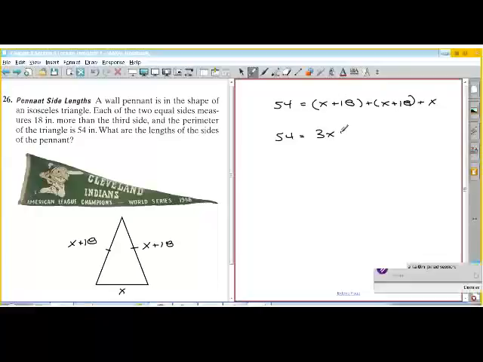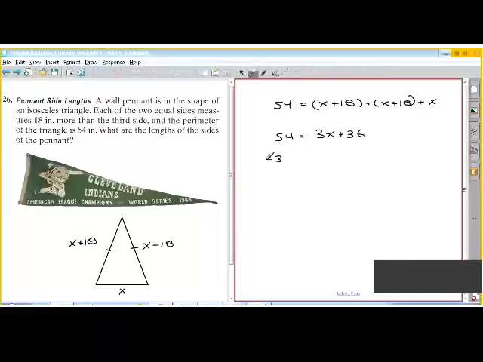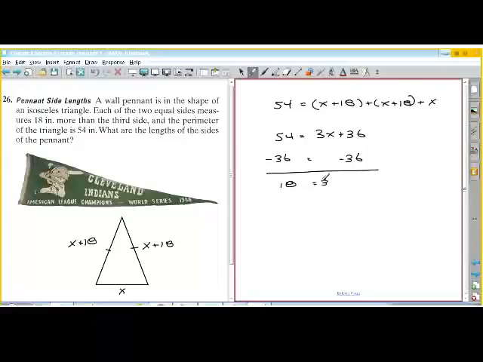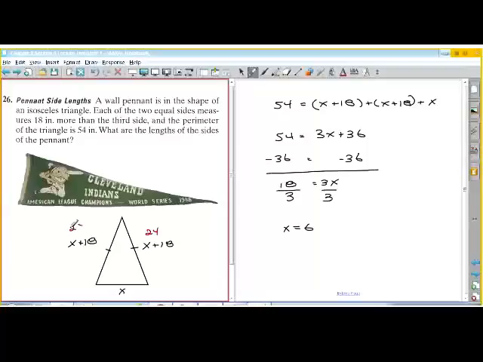I combine like terms, so I've got 3 x's, 1, 2, 3, and 18 plus 18 is 36. So subtract 36 from both sides. 54 minus 36 is 18. I'm remaining with 3x on the right-hand side, divide both sides by 3. So I get x is equal to 6. And so this side is going to be 24, this side's 24, and this side is 6.